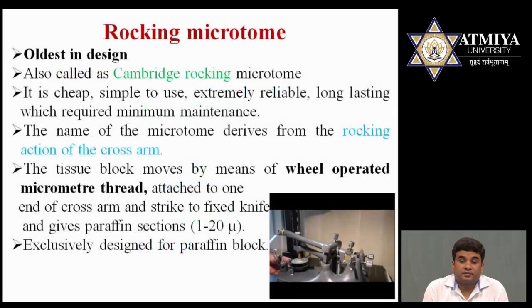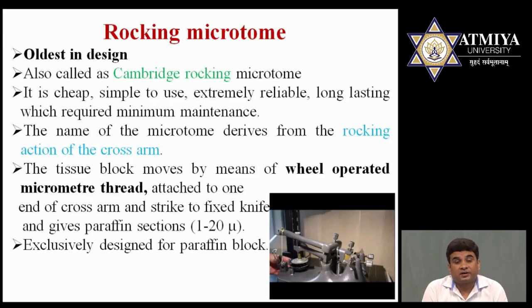Now I will discuss another microtome. This is called the rocking microtome. This microtome is the oldest in design, and it is also called the Cambridge rocking microtome because it was discovered by the Cambridge company. This microtome is very cheap and reliable, and it requires very low maintenance.